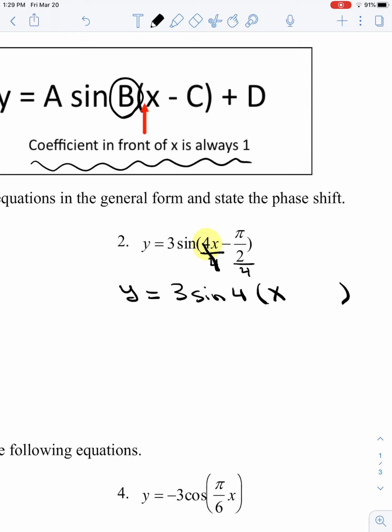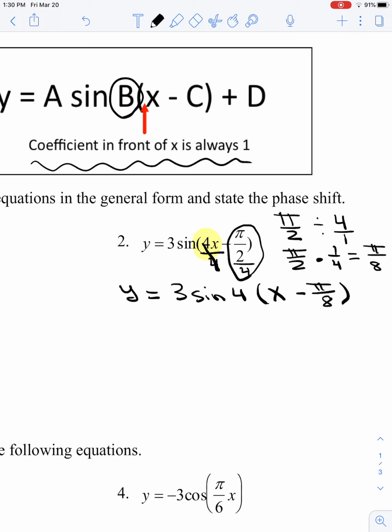So I should have x minus, now you might want to think of this part instead of division as multiplication of the reciprocal. So really I have pi over 2 divided by 4. That's the same as saying pi over 2 times 1/4. So I'm going to multiply across the top and multiply across the bottom. So I would end up with pi over 8. So that's telling me that my function shifted pi over 8 units right.